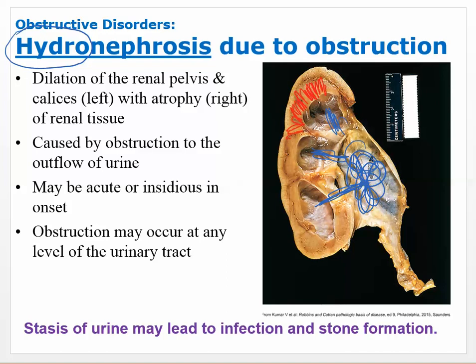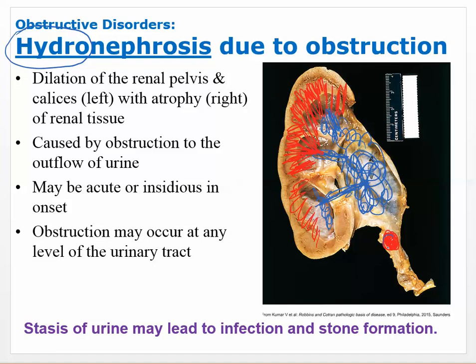Okay, the renal tissue where the nephrons are. So maybe that's supposed to be all the way down in this area. Those renal pyramids are supposed to move all the way down here, but because you have an obstruction to the flow of urine, because something's blocking it from moving out, the fluid will collect in that area and it causes stretching, and it can ultimately cause atrophy of the actual functional part of the kidney. So maybe acute or insidious in onset, obstruction may occur at any level of the urinary tract.